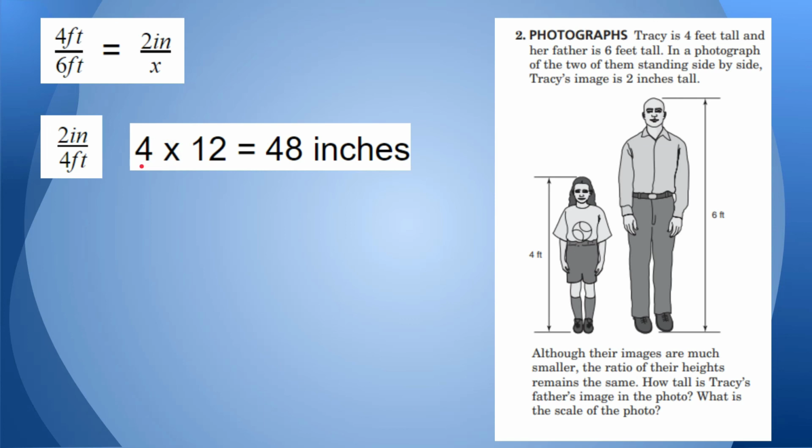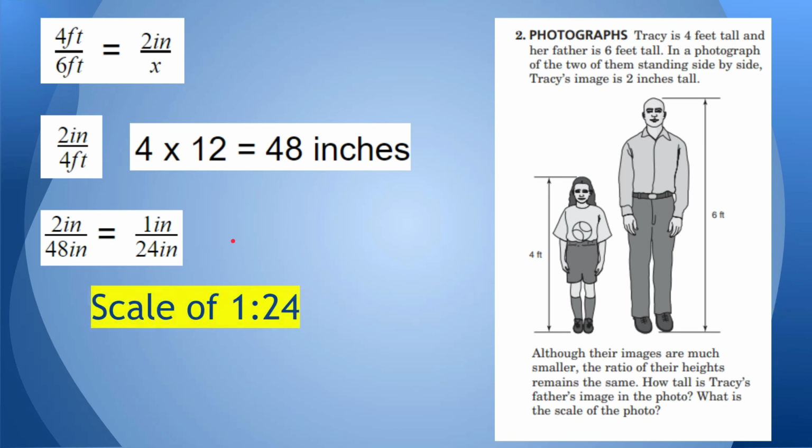So let's say that for every 4 feet, there are 12 inches in every foot. So 4 times 12 equals 48 inches. And our new ratio is going to be 2 inches to 48 inches, or over 48 inches. That can be reduced down to 1 inch over 24 inches. So our scale is 1 to 24.